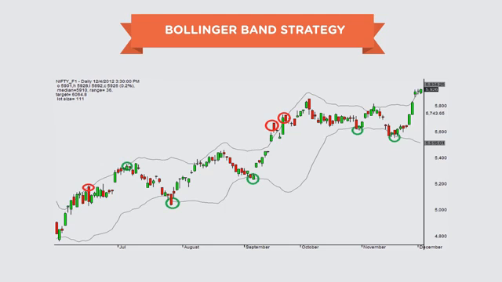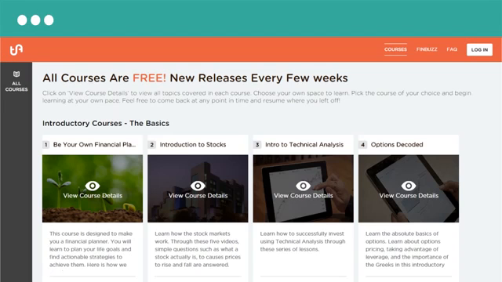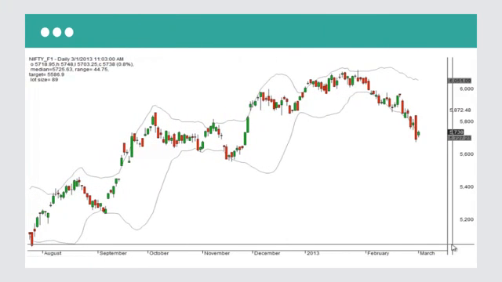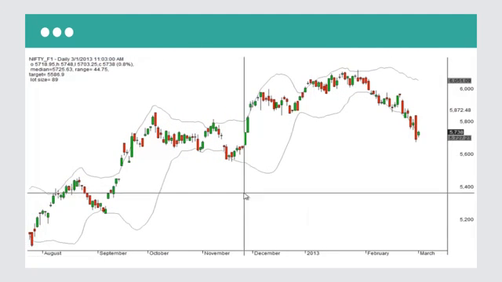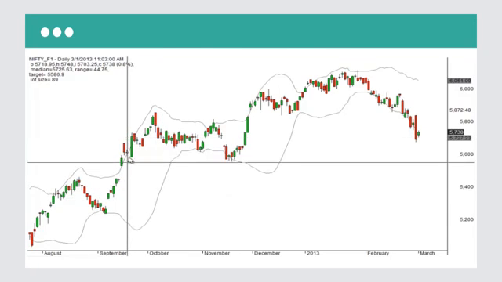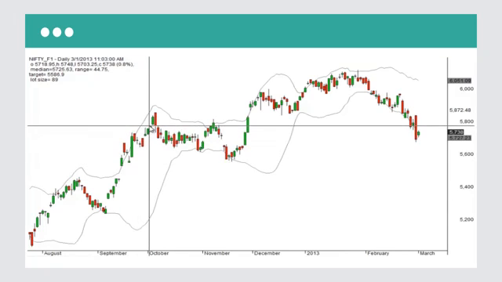Now, before you proceed, make sure you've practiced and understand how to identify swing highs and lows that we explained in the introduction to technical analysis. All set? Let's begin. Now remember, the reason we are making this tweak is to make sure that once we hit a Bollinger Band, say here, and the market continues to go up, that does not happen.